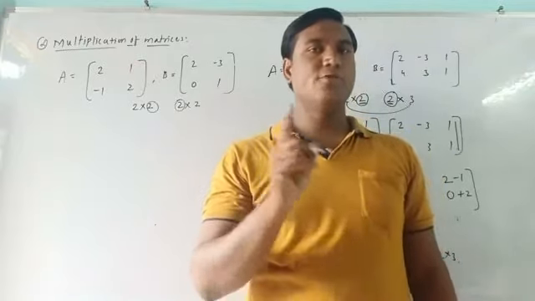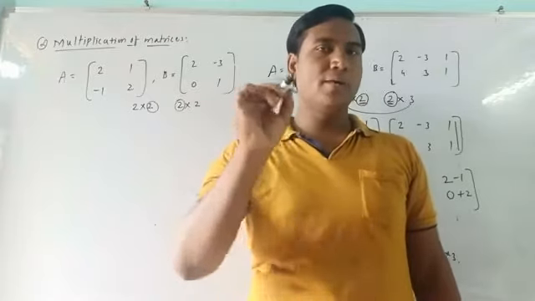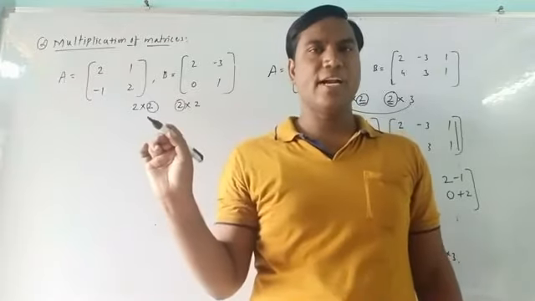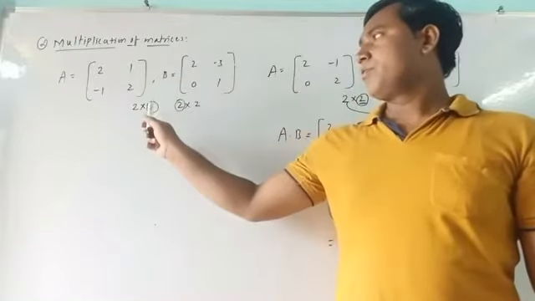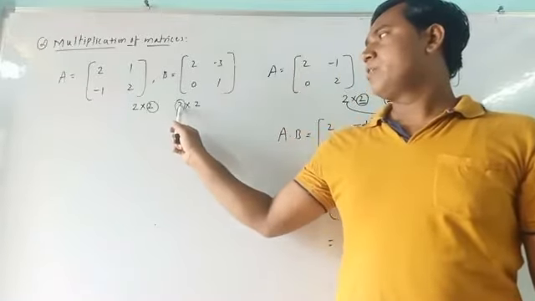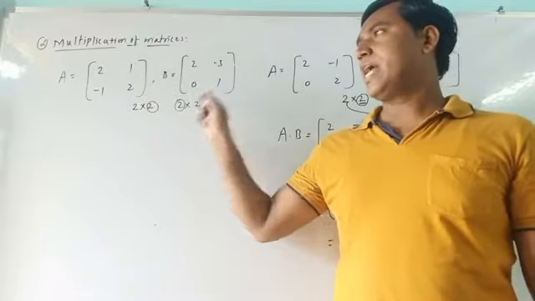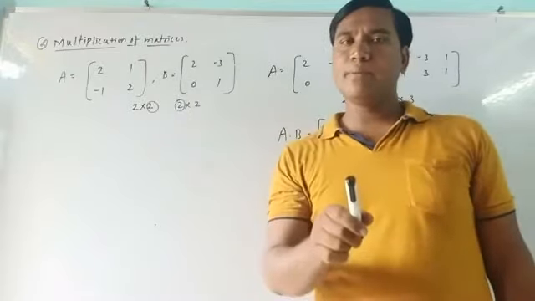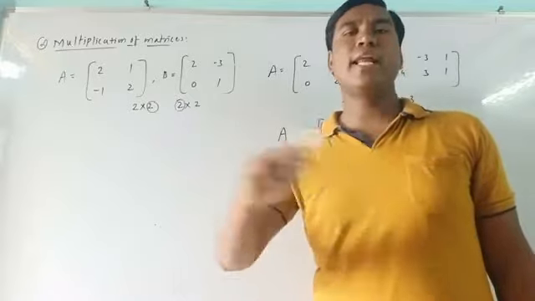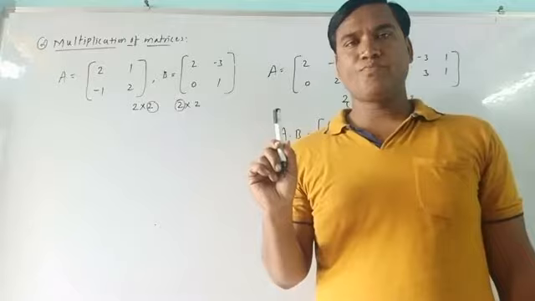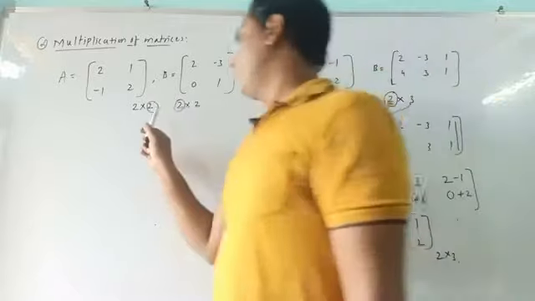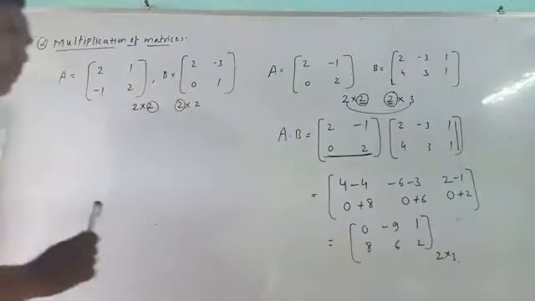We multiply these two matrices. If they are not equal, then multiplication does not exist. You can write directly: if the number of columns in the first matrix is equal to the number of rows in the second matrix, then we can multiply the matrices. Otherwise, we can directly say multiplication does not exist. So now here they are equal, so we can multiply the given matrices.